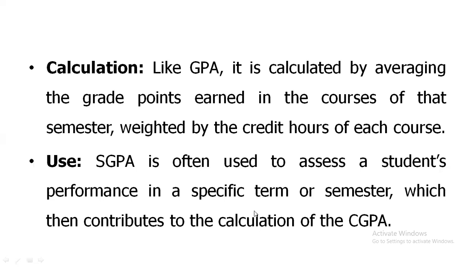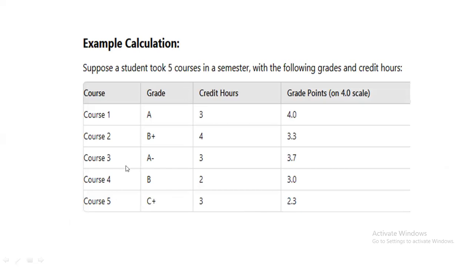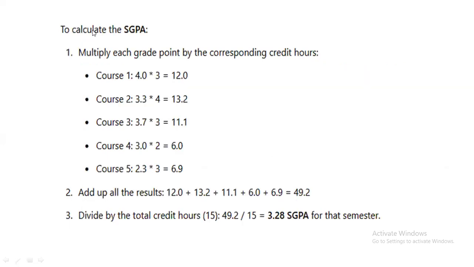For example, 5 courses, the credit hours and grade, these are the grade points. For calculating SGPA, the grade point and credit are multiplied, and these are added and divided by total credit hours, 15, so that this SGPA is 3.28.